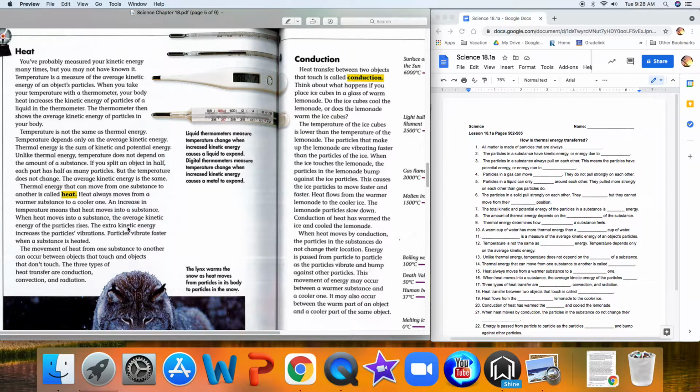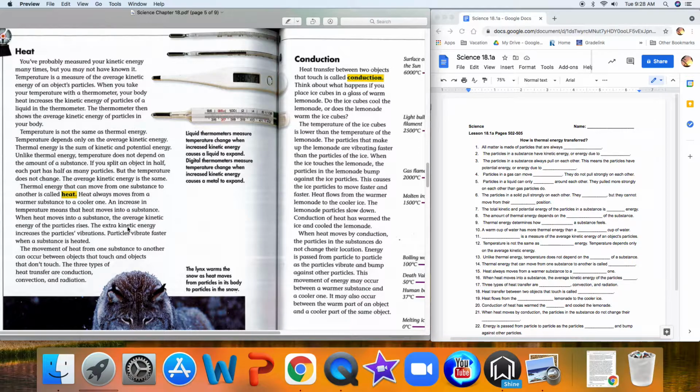Guys, we're going to talk about heat. Follow along with me. We'll play fill in the blank. You've probably measured your kinetic energy many times, but you may not have known it. Temperature is a measure of the average kinetic energy of an object's particles. When you take your temperature with a thermometer, your body heat increases the kinetic energy of particles of the liquid inside that thermometer. The thermometer then shows the average kinetic energy of the particles in your body.